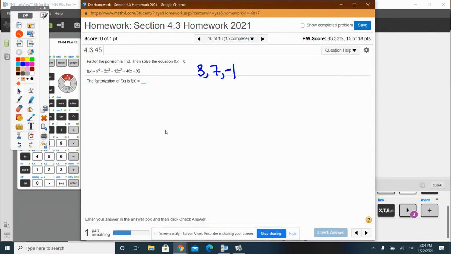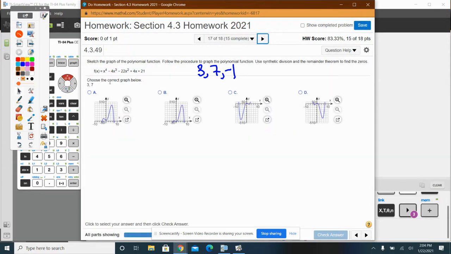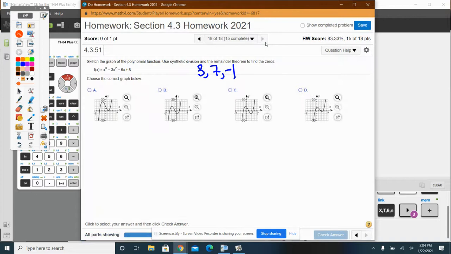Okay, you'll do the same one on question 16. I don't want to type another one in. And then on 17 and 18, all you have to do is graph it. They're telling you to use the remainder theorem to find the zeros. You can just type these into your graphing calculator though. Make sure you pay attention to scale and really zoom in to make sure you see where those zeros and x-intercepts actually are.